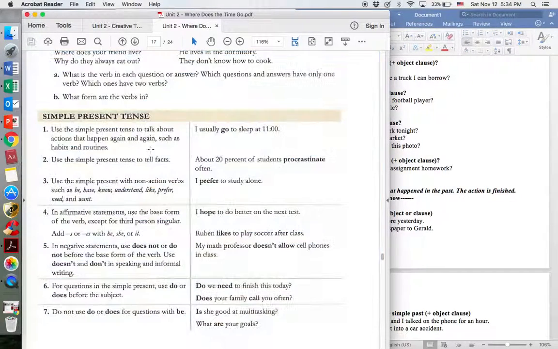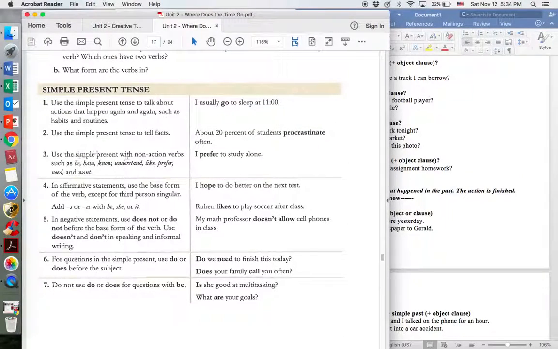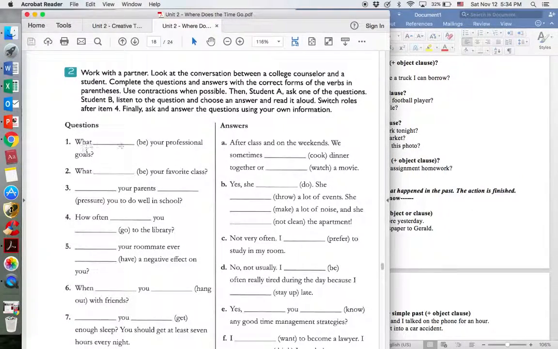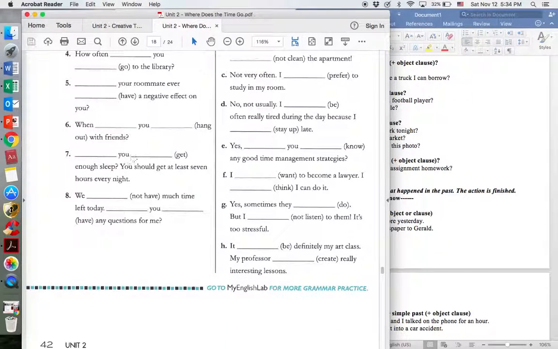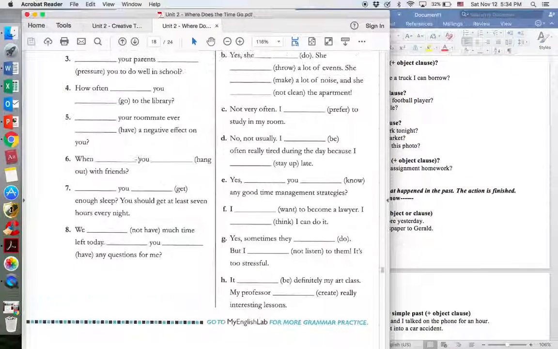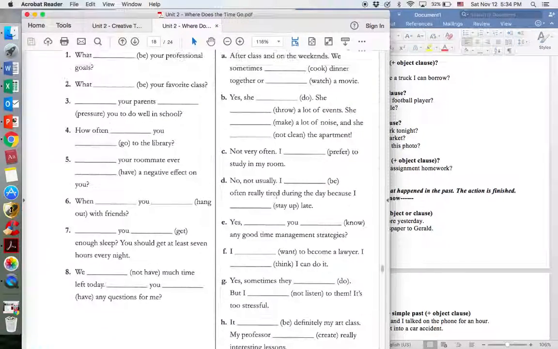Okay. Same thing in your book over here, right? Look through that. What be your professional goals? So we're just looking to conjugate the be verb properly. We have a second person. Second person is always you, whether it's singular or plural, so we're going to say, what are your professional goals? Right. Blank, you get enough sleep. You should get at least 7 hours every night. Do you get enough sleep? Not you get, not is you get, not does you get, but do you get enough sleep? That's a question, yes or no. And so you guys will probably have to do this over on this side.